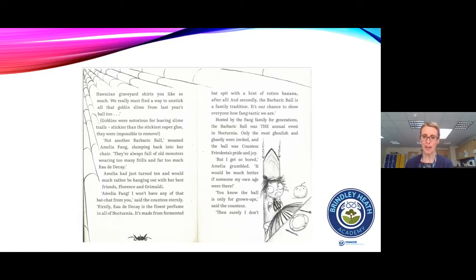Isn't this wonderful vocabulary, talking about fangtastic instead of fantastic, and bat chat instead of back chat.